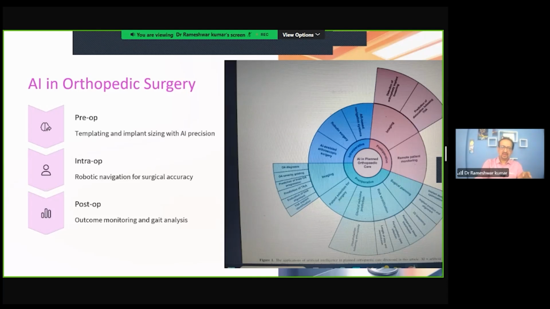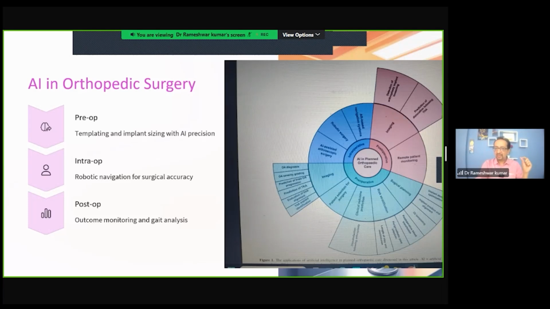In orthopedic surgery, it is useful right from the pre-operative, operative, and post-operative period. In the pre-operative period, it helps in imaging to confirm the diagnosis and to predict the result of whatever surgery you are doing, total hip, total knee, pre-operatively it can do.